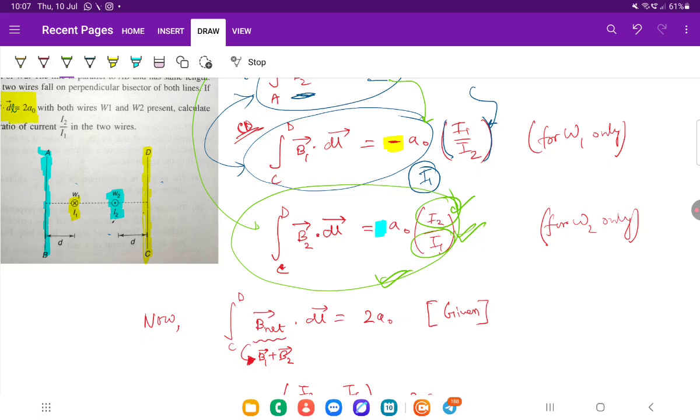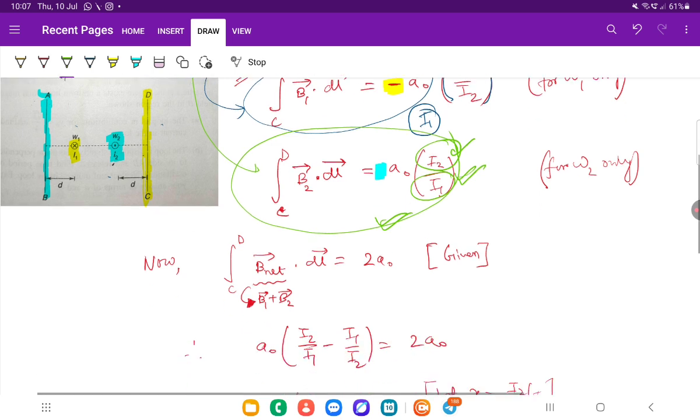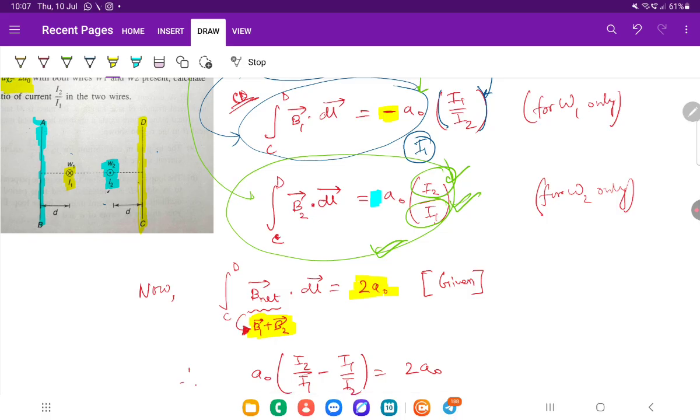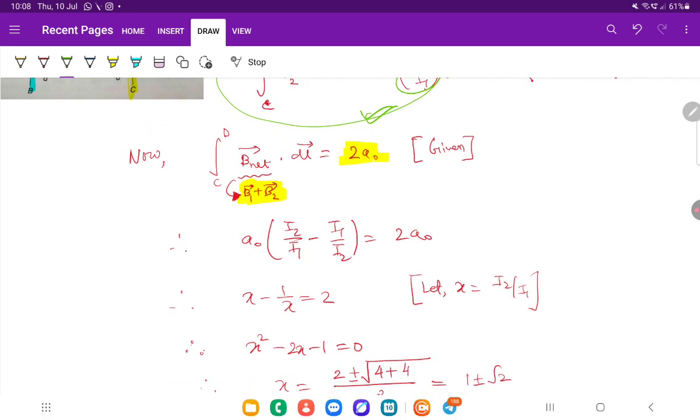So now we are almost done with the solution. We have separately calculated the line integral of B1 and B2 over C to D, and we are given the net line integral. Net means the line integral of B net. B net is basically B1 plus B2. So B1 plus B2 dot dl is given as 2 A naught in the question. So we'll just add these two terms, right? B1 dot dl C to D and B2 dot dl C to D. I've just put these values here and equated it to 2 A naught.